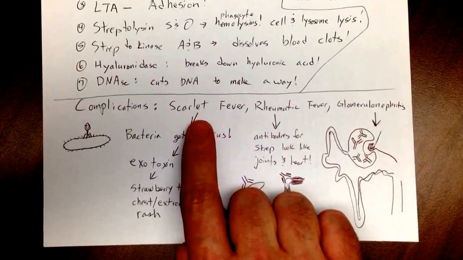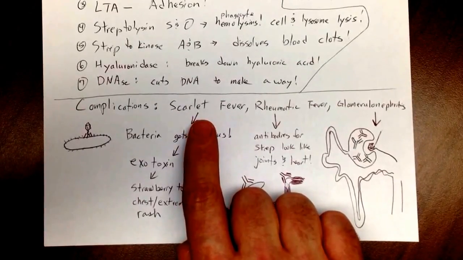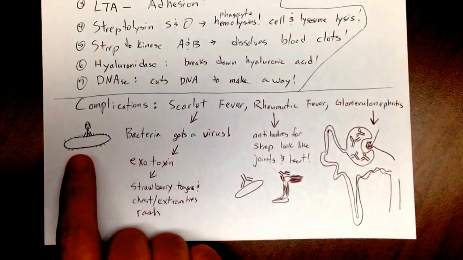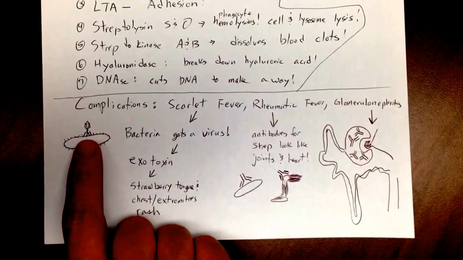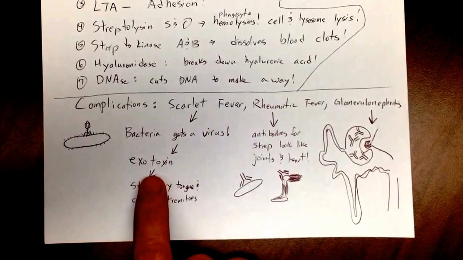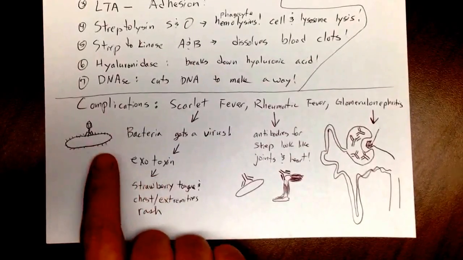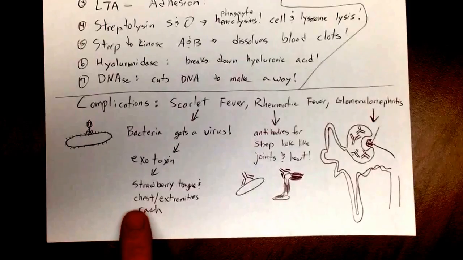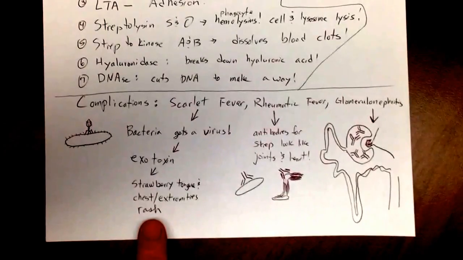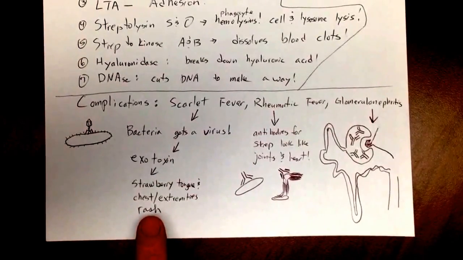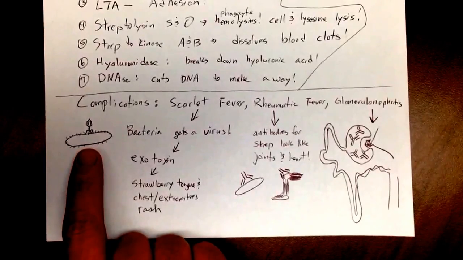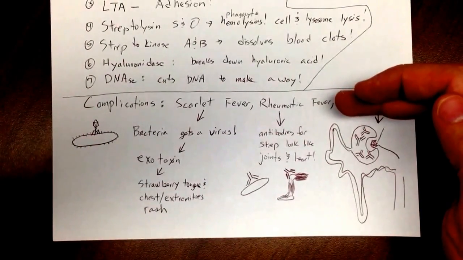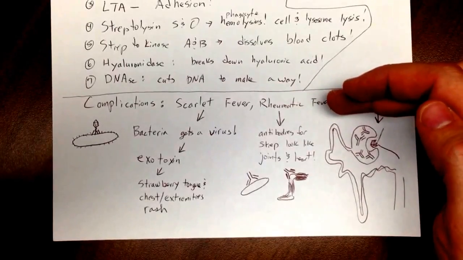So what happens when you get scarlet fever? Well, you already have strep throat or something similar, and a bacteria gets into the virus. So the bacteria is invaded by a virus. That's a good thing, right? Well, it would be, unless these exotoxins were released from the bacteria, which is what happens, and this causes strawberry tongue and chest and extremities rash. So it's like strep throat, but you're on fire, and that's because the cells of the bacteria are breaking because viruses are there.